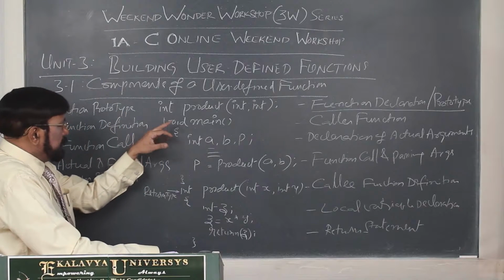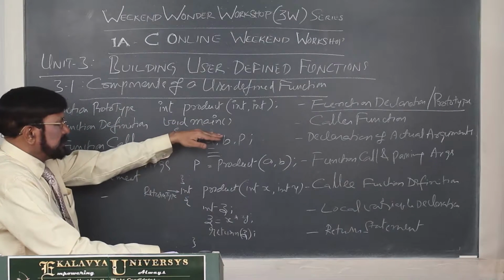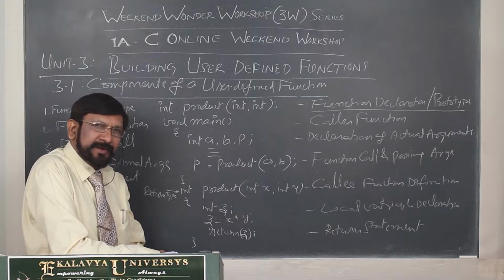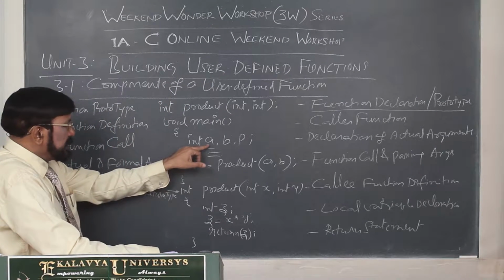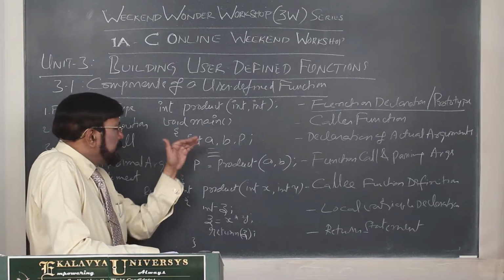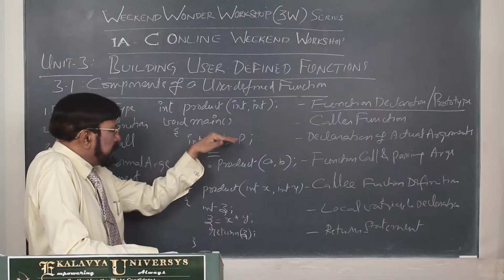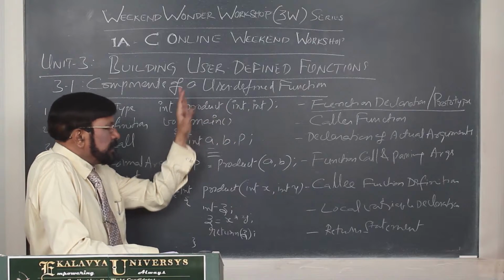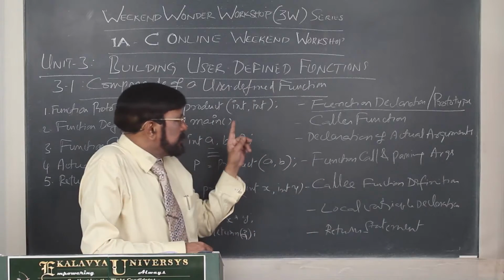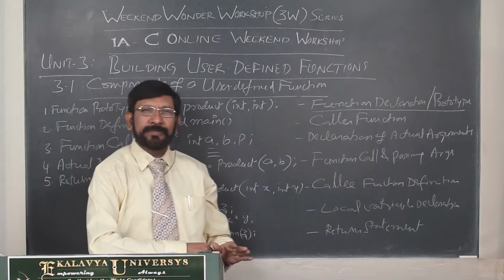Normally, as a matter of practice, it is declared above the main. There is a logical reason behind it. But one thing, along with the declaration of variables, you can also declare it. But it is a normal practice to declare it above the main, and in all our programs, let us declare it above the main only.